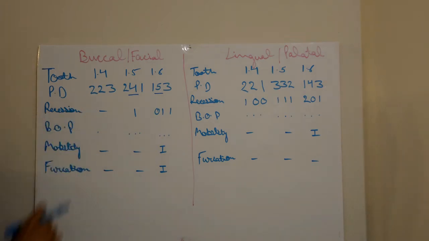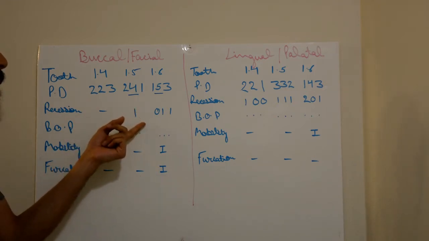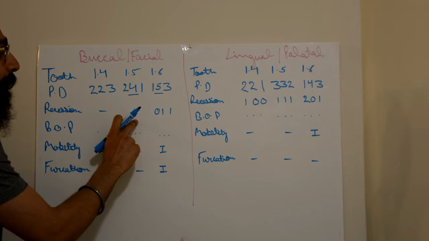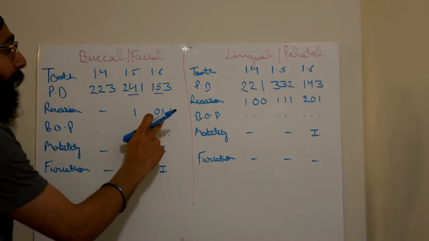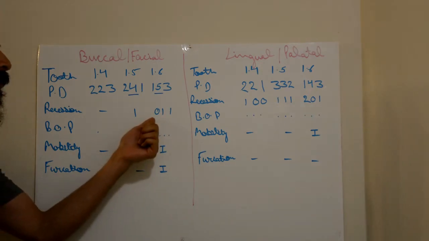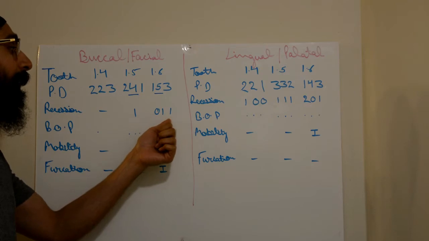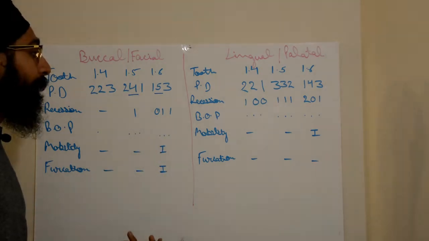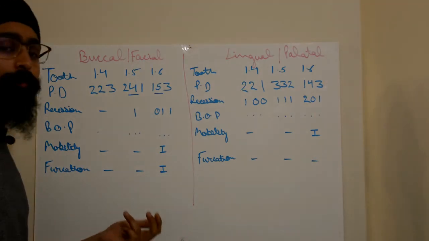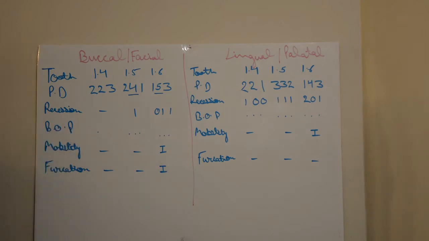Then there is recession. There is no recession on the buccal surface when it comes to 1.4. On 1.5, 1 millimeter of recession is present in the mid buccal surface. In case of 1.6, there is no recession on the mesiobuccal, but there is 1 millimeter of recession each on the mid buccal and distobuccal surfaces.